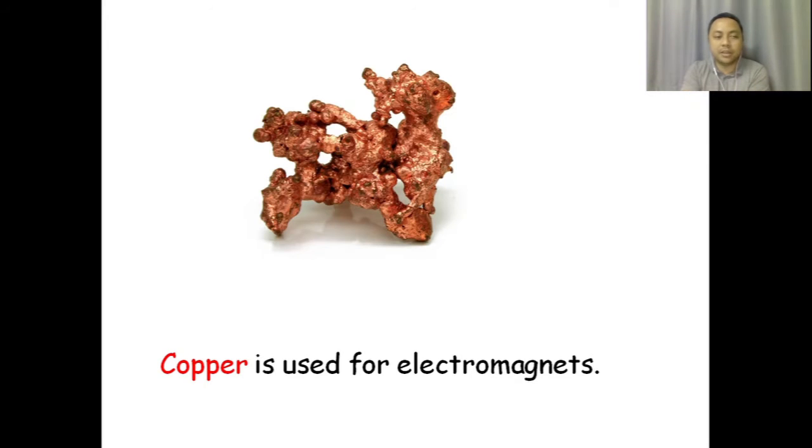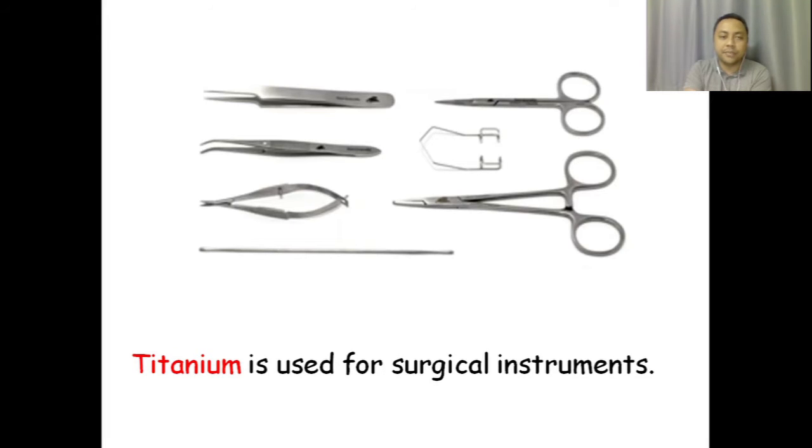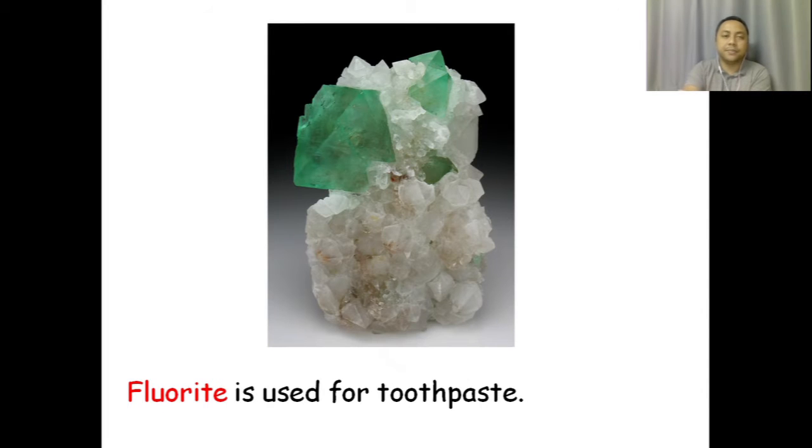This one here is copper. Copper is used for electromagnets. This one are surgical instruments, and these are made of titanium. Titanium is used for surgical instruments. This one is a fluorite. Fluorite is used for toothpaste.